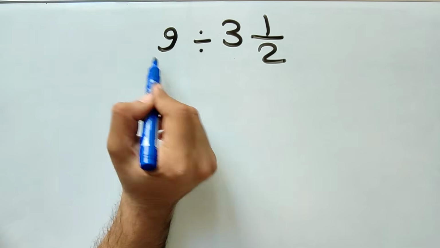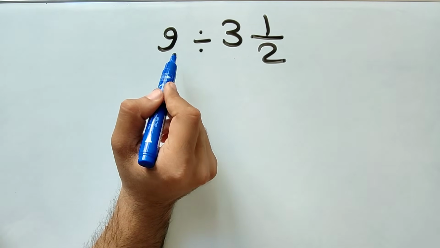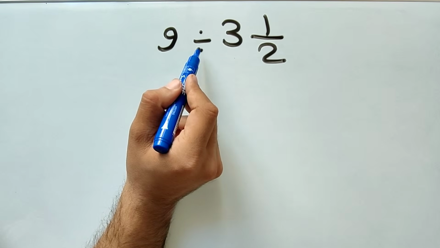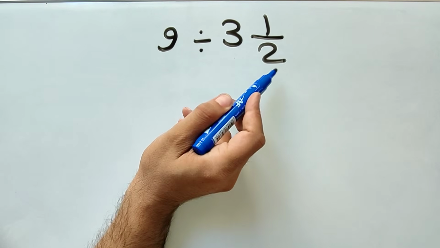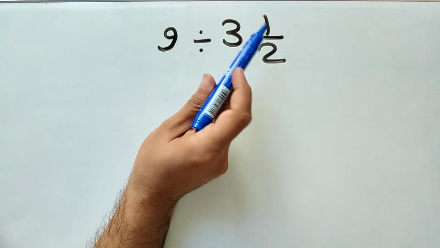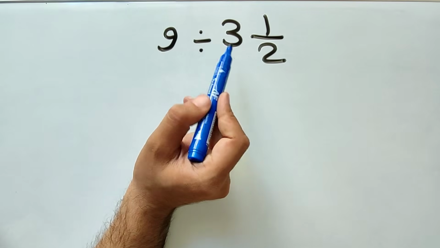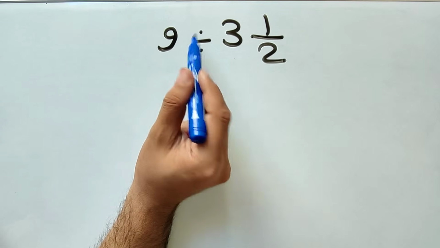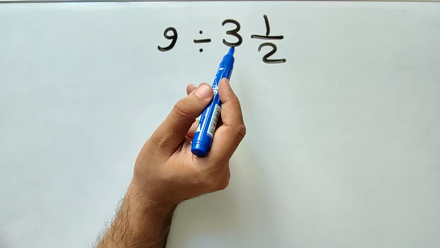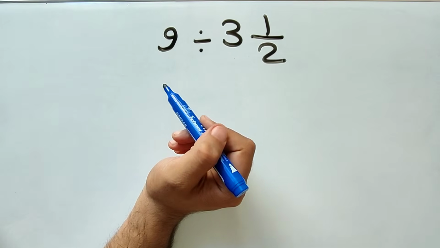Today I want to find the value of this expression. We have here 9 divided by 3 and 1 over 2. We have one mixed number here that we have to write as a proper fraction.